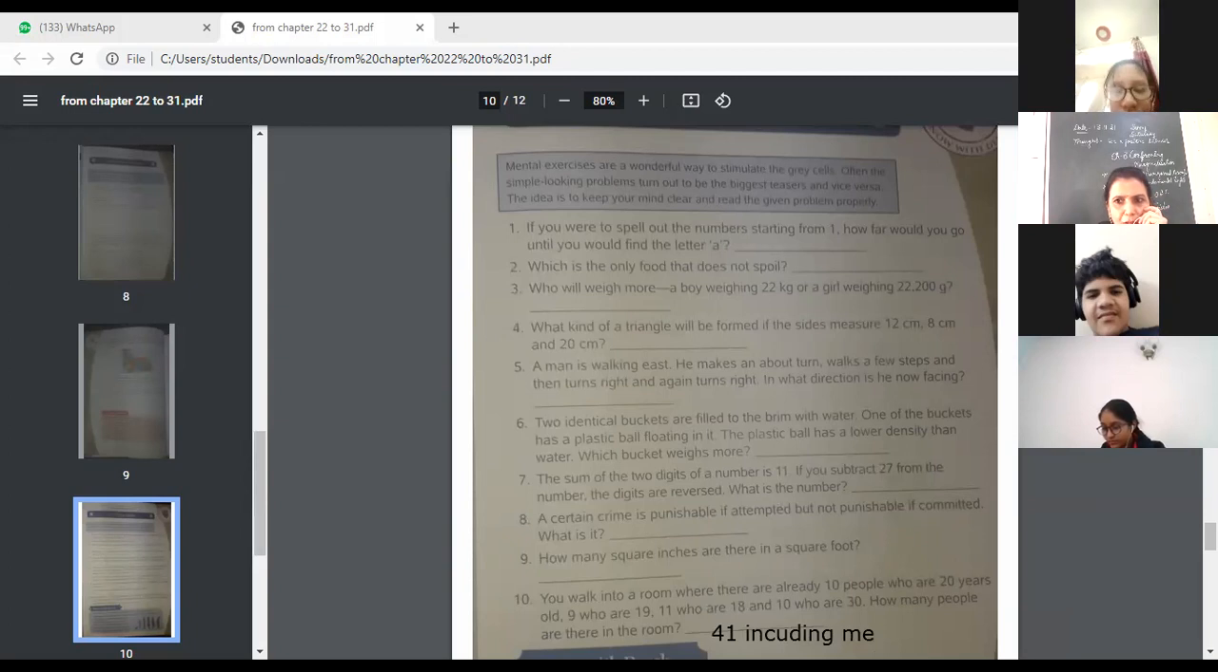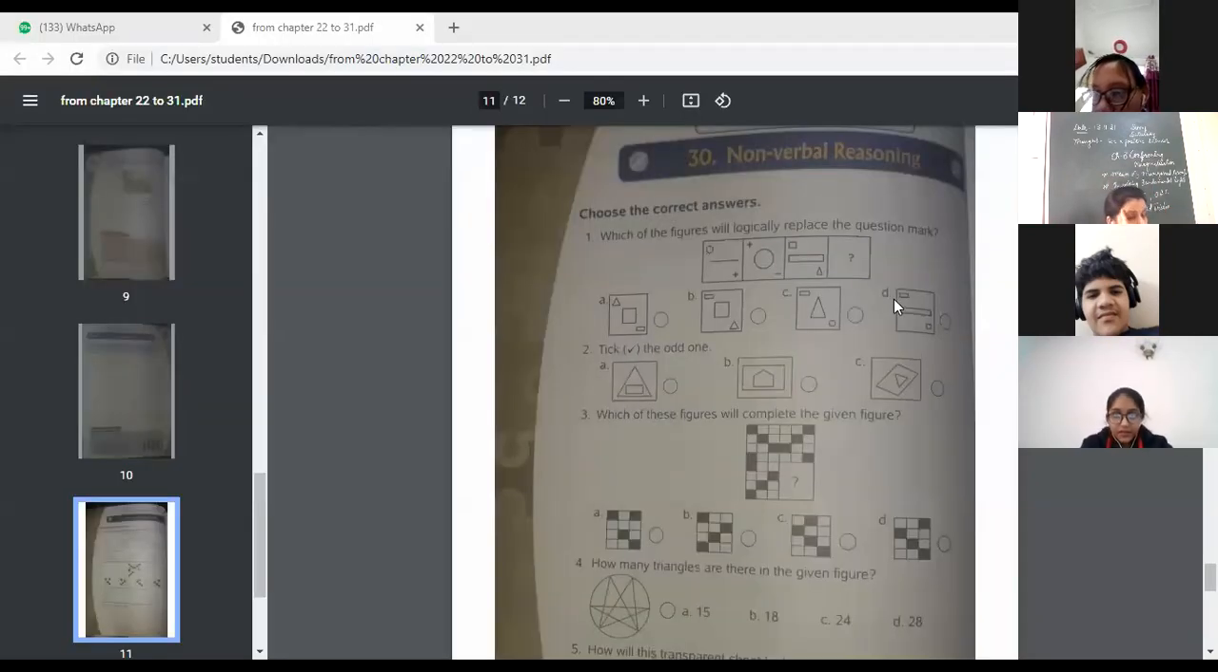So this was your worksheet number 29 that we have discussed, children. Let's continue with the next one. Still we have time. So next is worksheet number 30, non-verbal reasoning. Choose the most appropriate answer. So children, you have to think logically and replace the question mark. For the first, you have to see thoroughly and then give the answer.